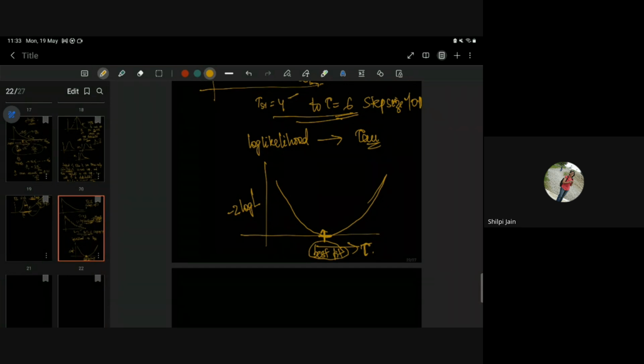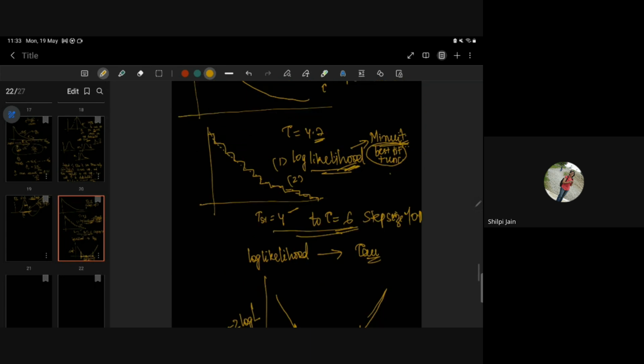The last day you learned that if you go 0.5 in each direction, that gives you 1 sigma uncertainty. Meaning if you increase minus 2 log L by 0.5 in both the directions, then you get the uncertainty. So you have to compare this uncertainty with the uncertainty that you got here. Okay, this is the second part of the exercise.